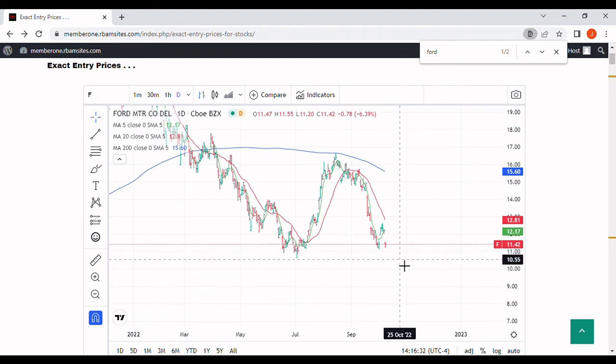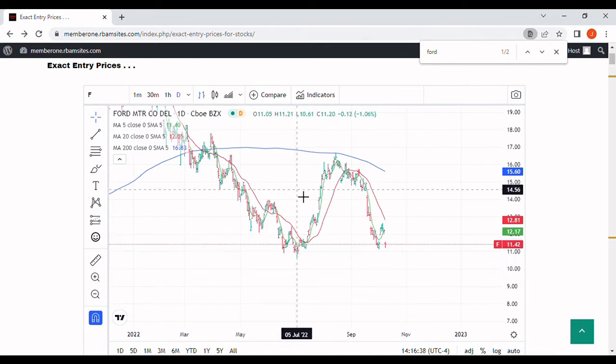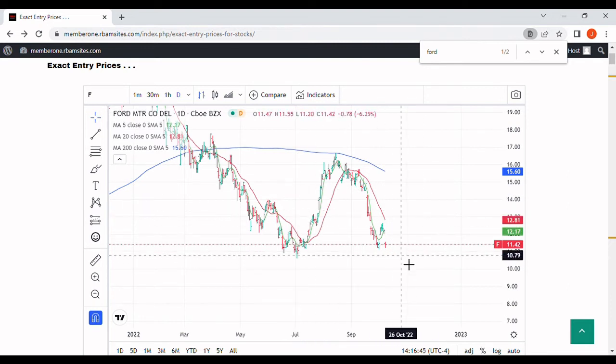What do I think is going to happen? I think this stock may rally a little bit, fill this gap up to the $12 level, and then I think we're going to get another sell-off. I think we're going to probably test this $10.61 low from July 5th. That's my best guess right now.